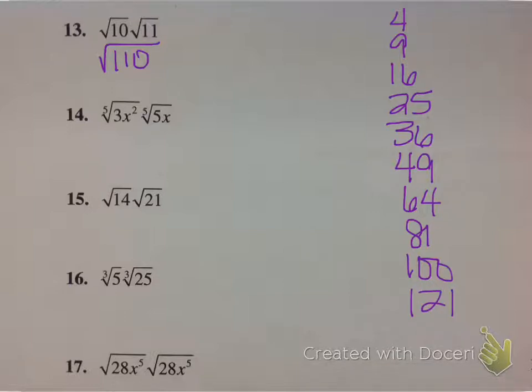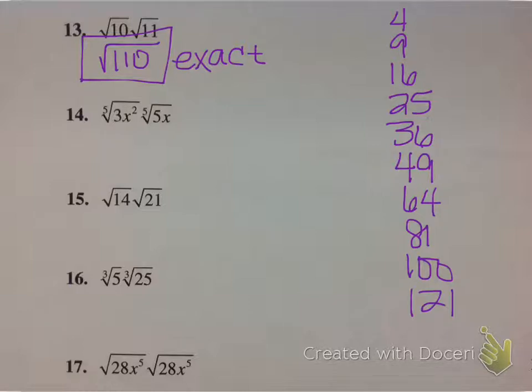Since none of those are factors of 110, that means this cannot be simplified, and therefore we would just leave it square root of 110. That is an exact answer. If I were to put this in my calculator and get an approximation, that is just an approximation, not exact. So we like to have exact answers. Since we just did one with numbers, let's look at 15.